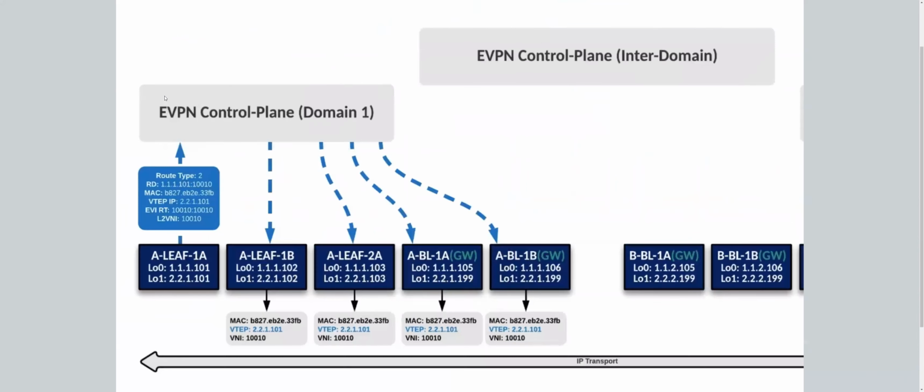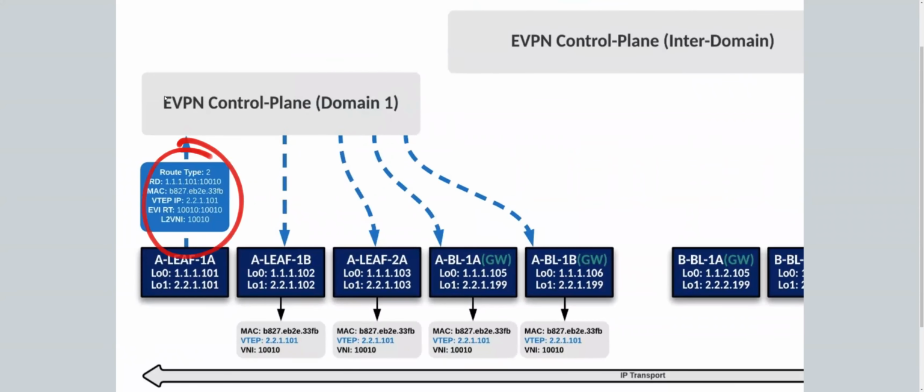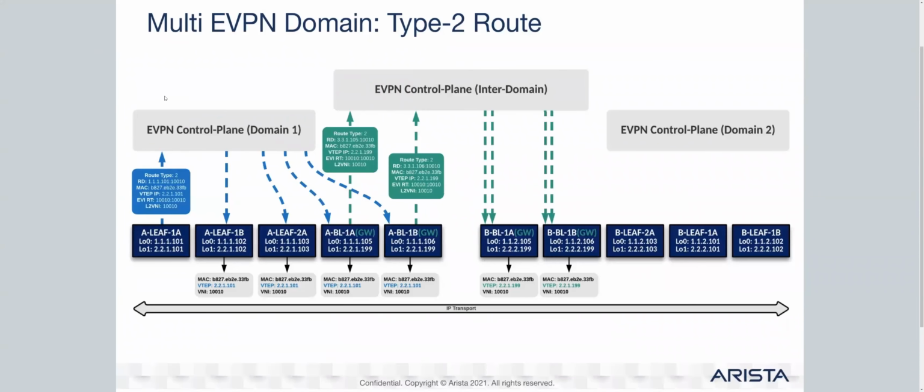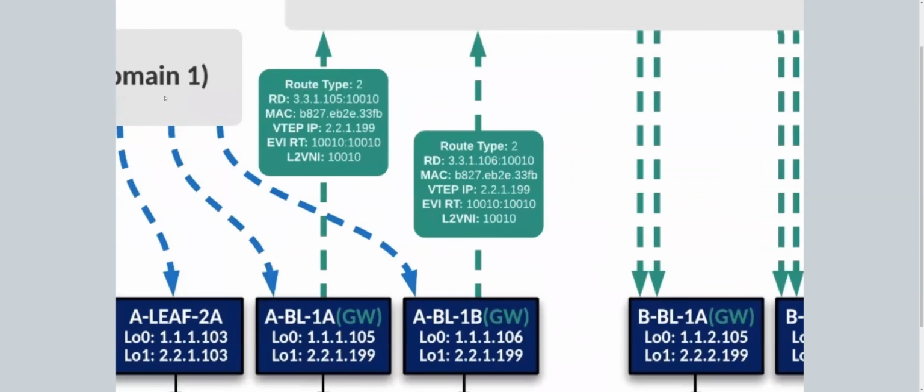The type 2 route for host A was originated by bleaf1A. It goes within the local domain. Those local domain VTEPs program their forwarding plane accordingly with the relevant information. Then when we enable the gateway functionality, that type 2 route is going to be originated into the control plane.